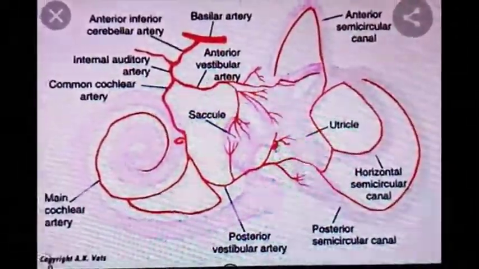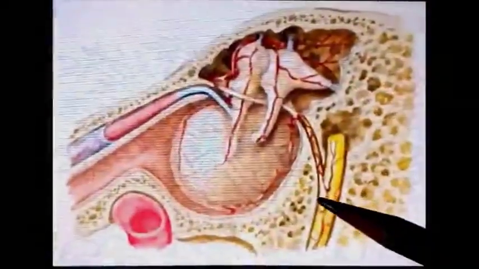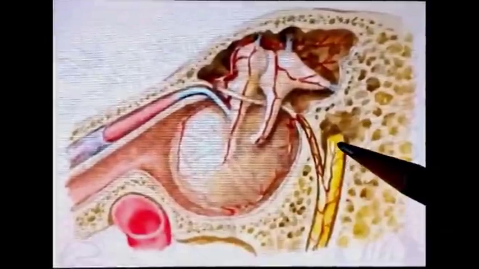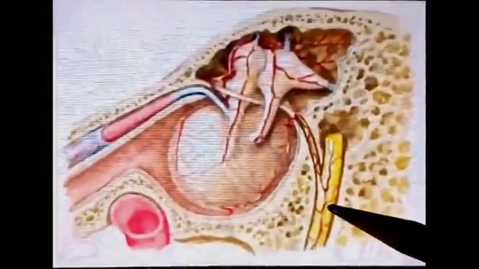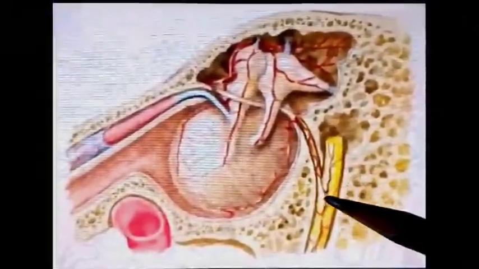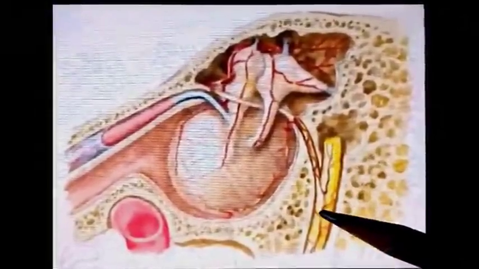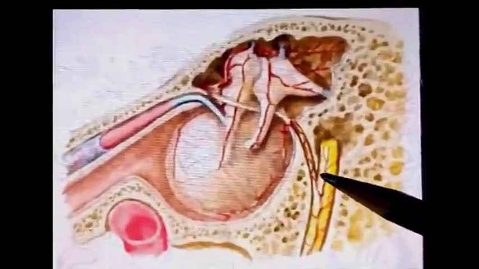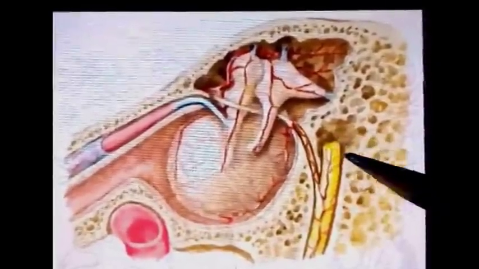Some supply to the internal ear is also given by stylomastoid branch of posterior auricular artery. So this is stylomastoid artery running in the stylomastoid canal, and it gives a branch to the internal ear.